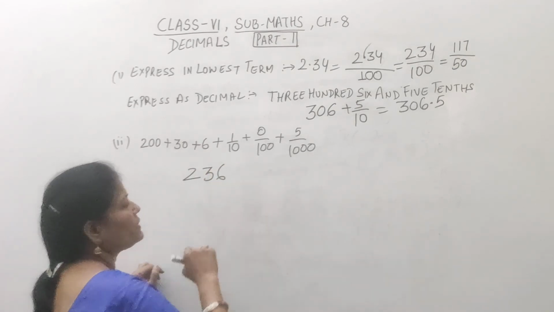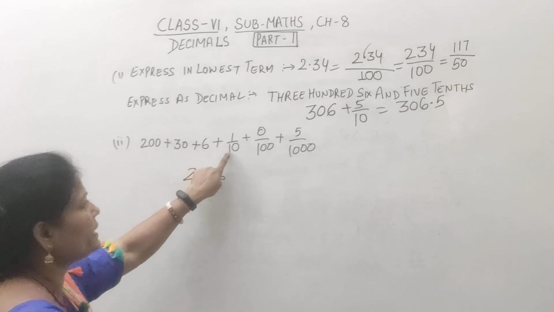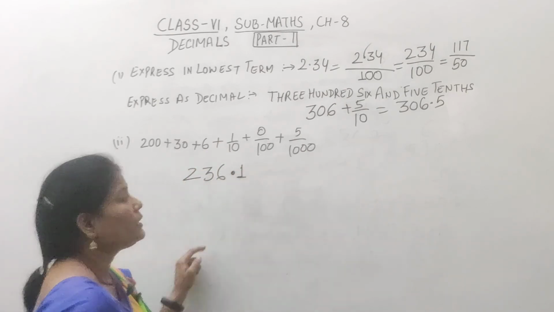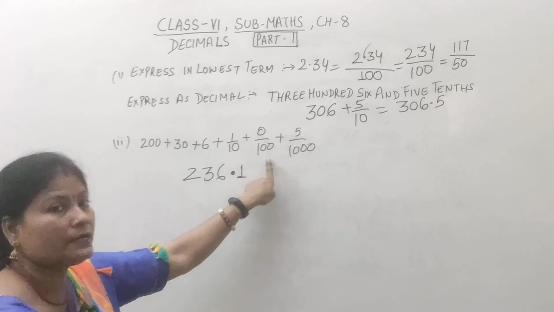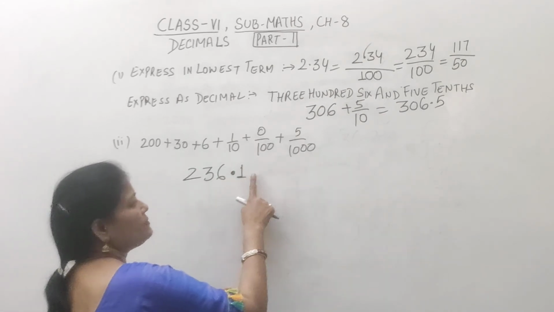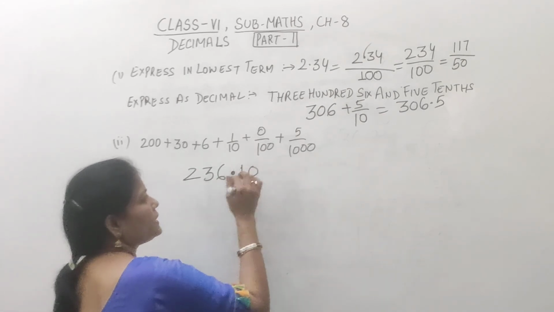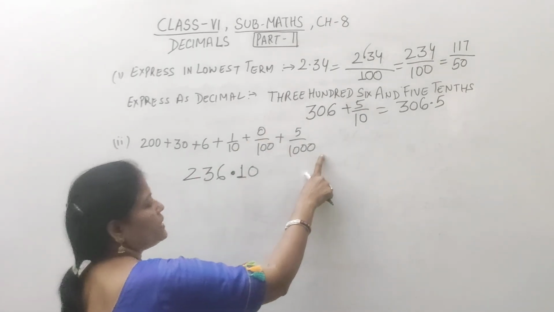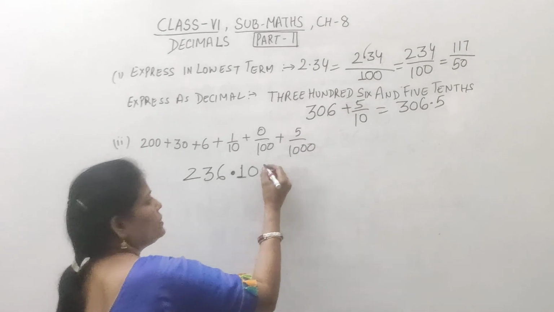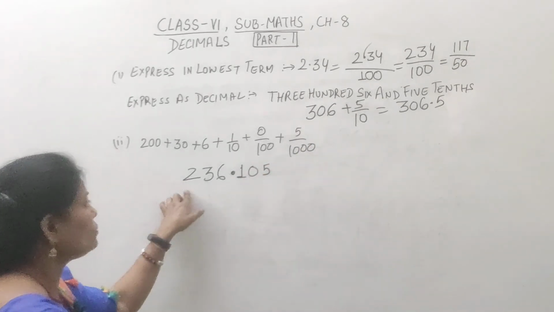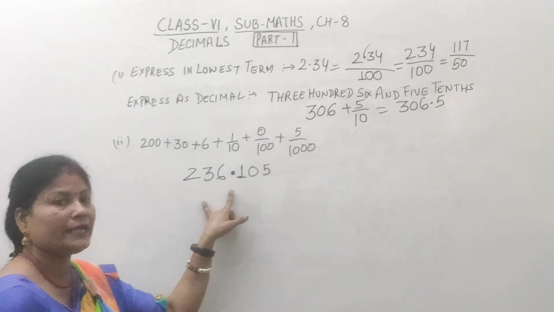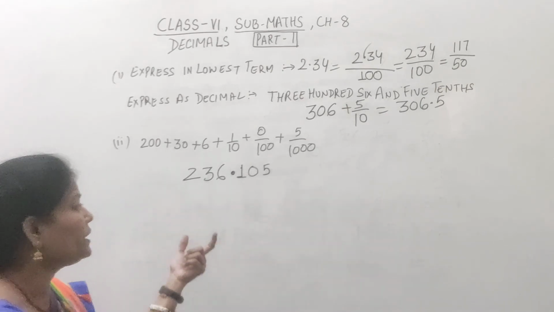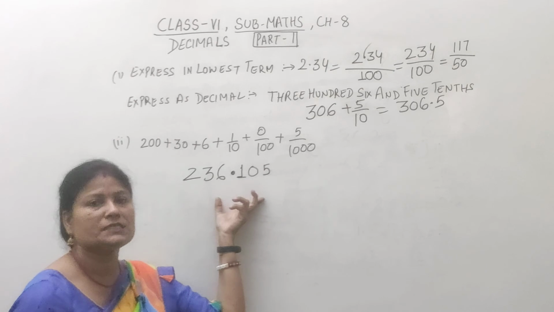Now, put the decimal. See, children, my first digit is 1/10. So, after the decimal, what will come? Only 1. Now, 0 upon 100. 100 means second digit after the decimal. The second digit is the numerator. Now, the third digit, because 3 zeros are there. So, which will come? 5. So, I can write down over here 236.105.